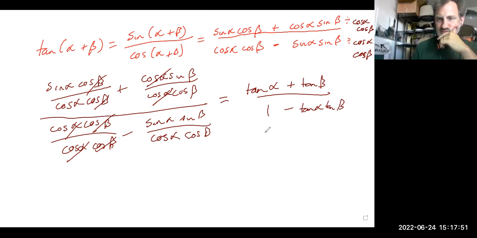Cool. So there's a lot of different versions of this that you could end up with. And we could do the same thing for tan of alpha minus beta, but you get the idea. You can derive lots and lots of different versions of things. Okay. So next up is looking at double angle and half angle. So that's going to be fun.